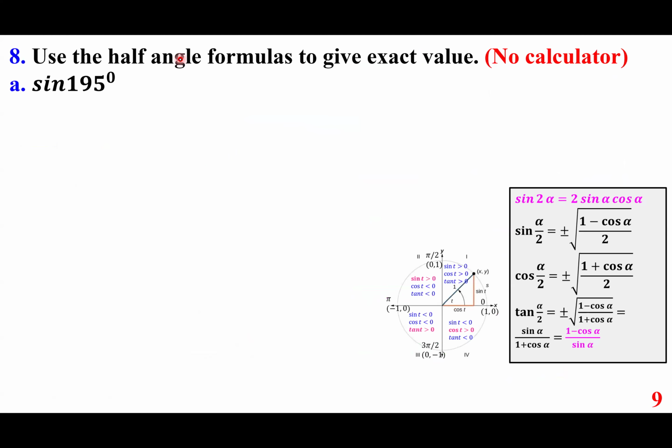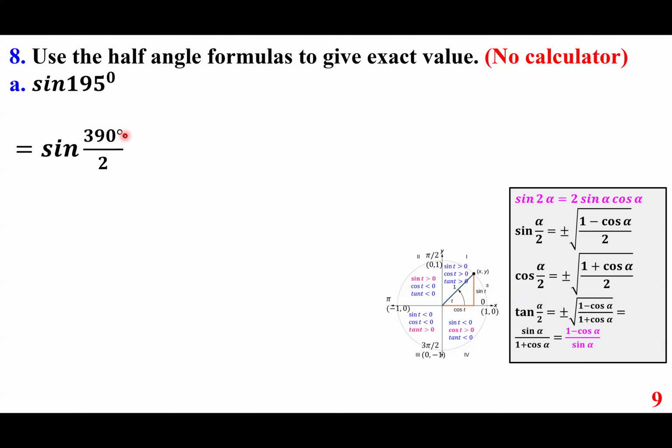Use the half angle formulas to give exact values, not calculated. It's the sine of 195 degrees. So we know 195 is half of what angle? 390 degrees. And 390 degrees is 360 plus 30. And therefore, it's really the same as 30. And it's a common arc. So that's why we go with that.